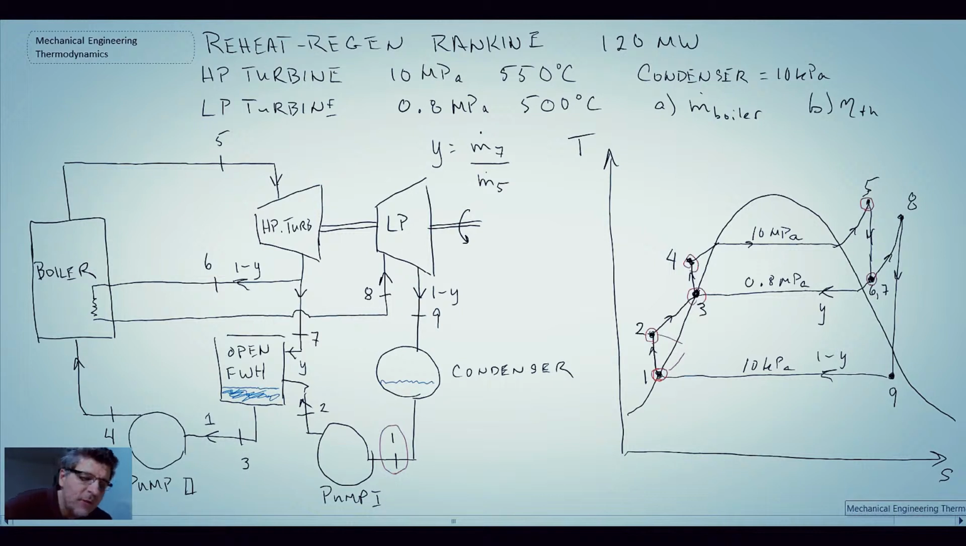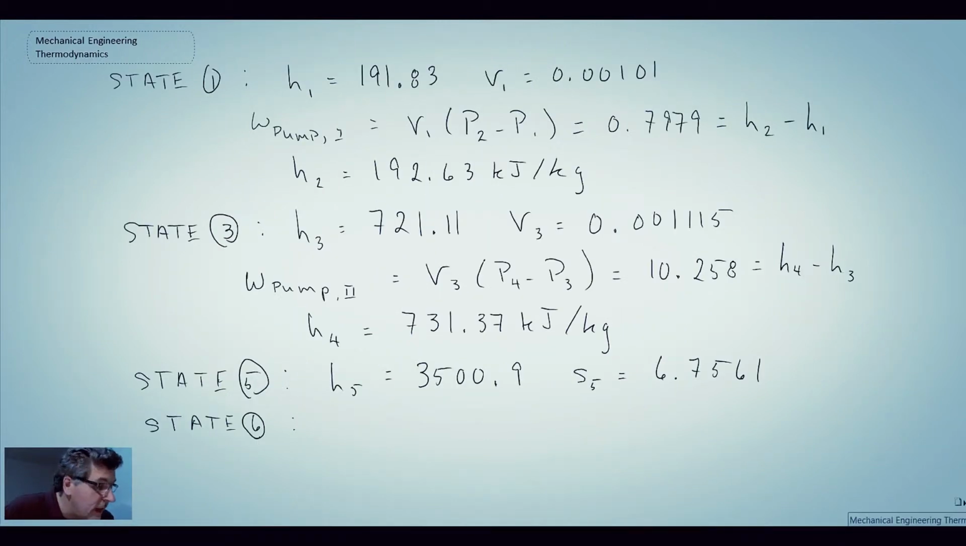We know the pressure is 0.8 megapascals, and so we will use the entropy, enabling us to determine the value of the enthalpy. For this, you're probably going to have to do a little bit of interpolation in the tables. But what we have is S6 is equal to S5.